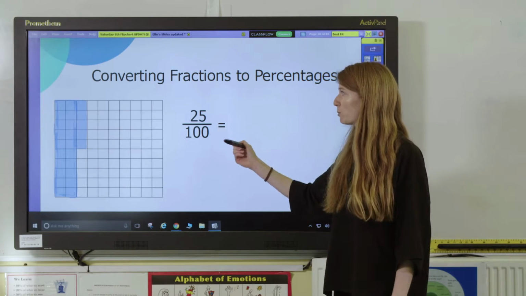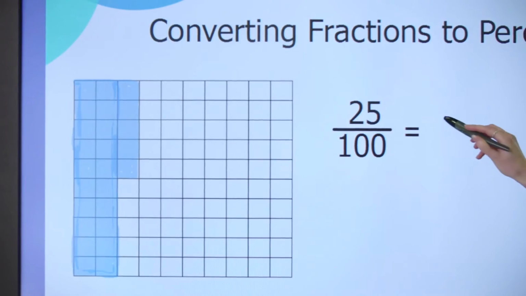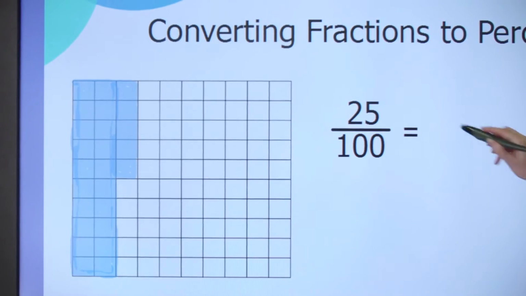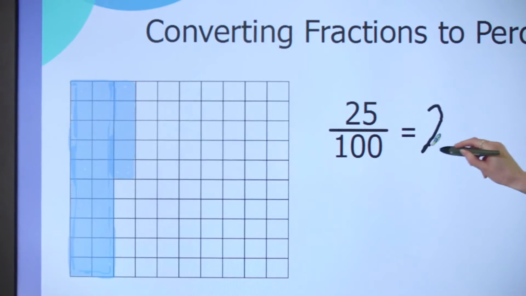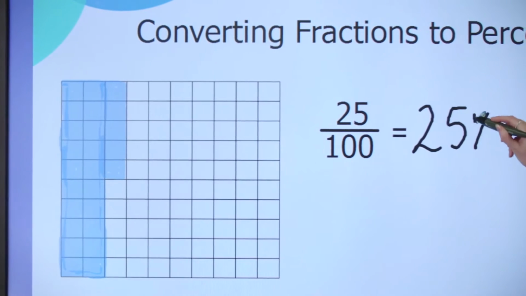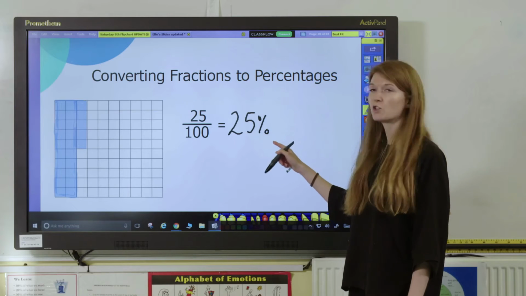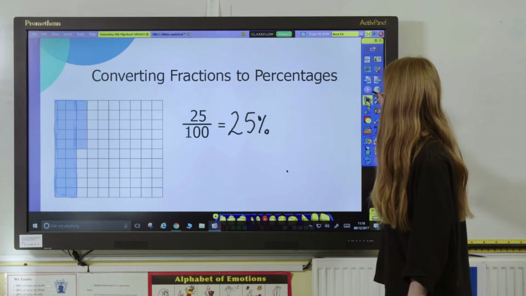25/100ths, 25 out of a possible 100. Again, we have our visual representation. Is 25%.